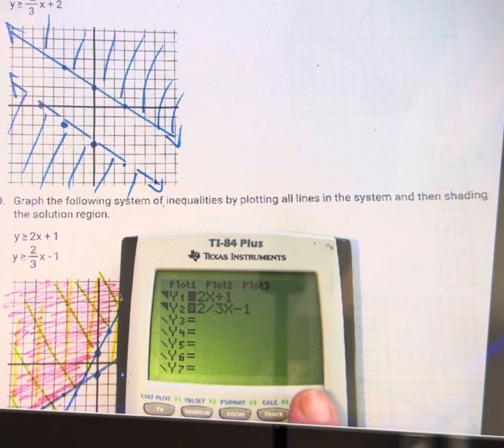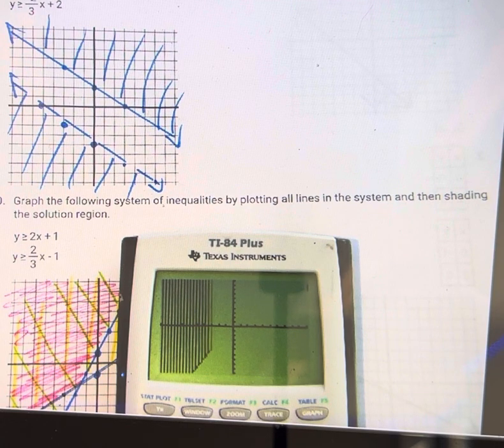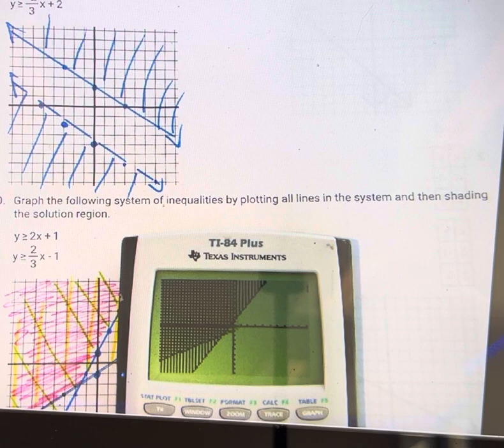And graph. So there's our first one and our second one. So it's the darker region that is your solution. And of course, y'all's calculator does it in color. But be prepared to use mine or yours in SAR. You can be given either one. So with my calculator, you have to watch to see which one graphs first. You can't just look at the color.